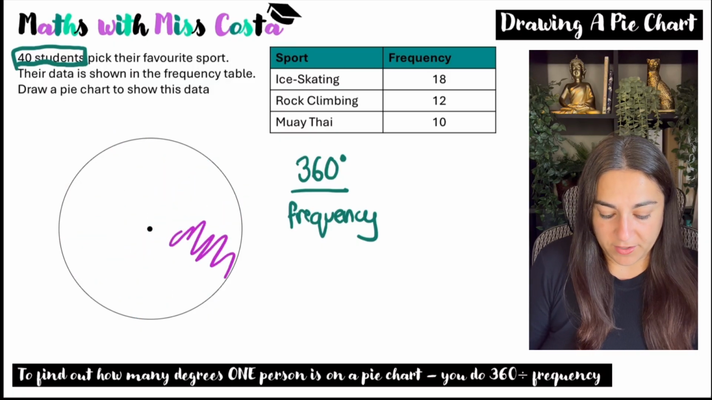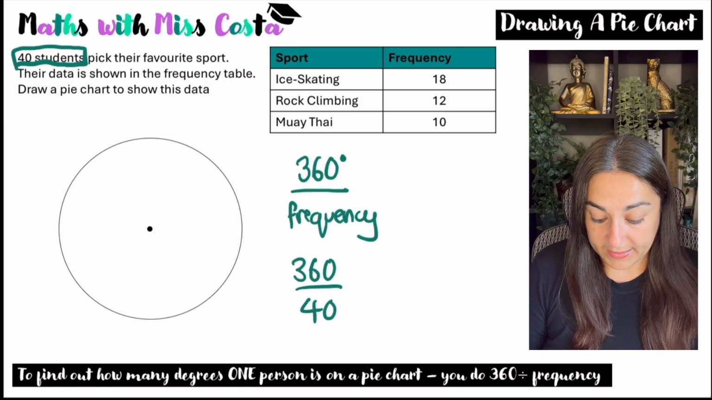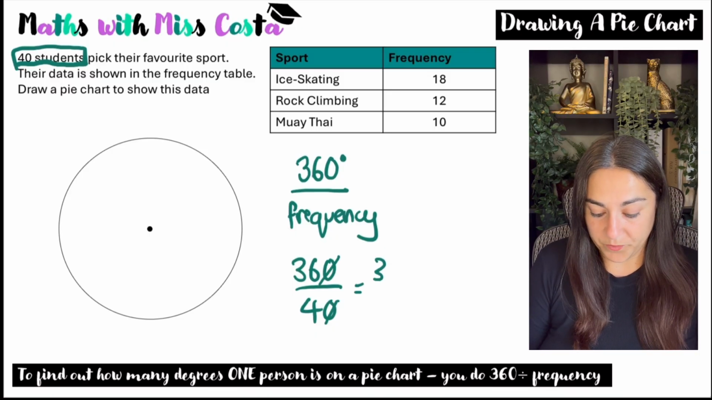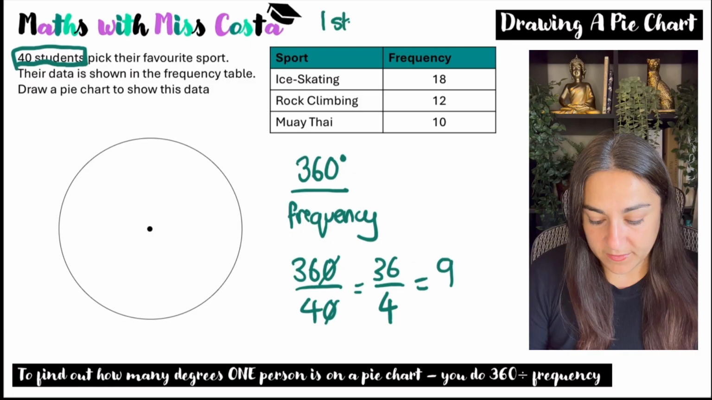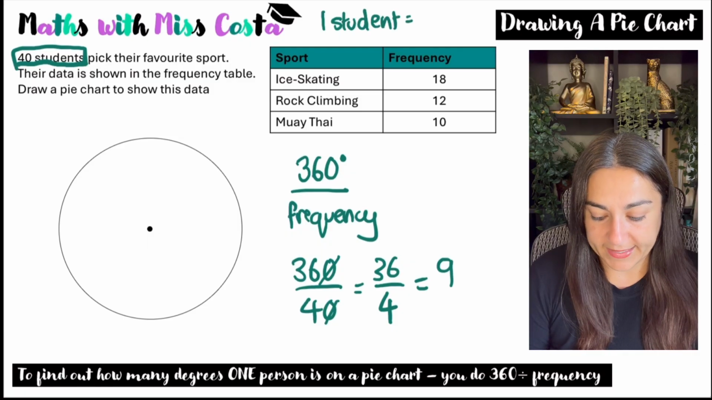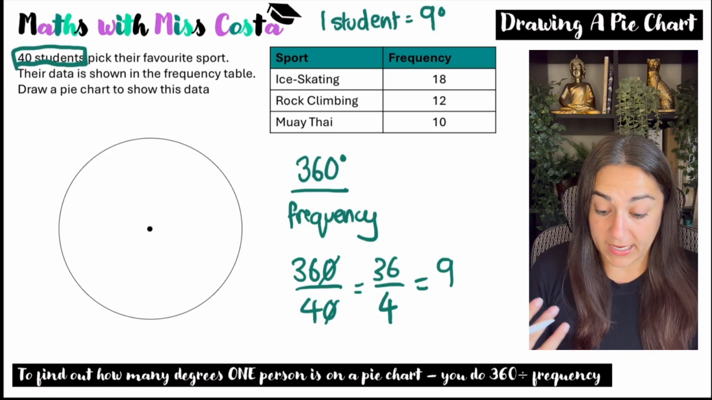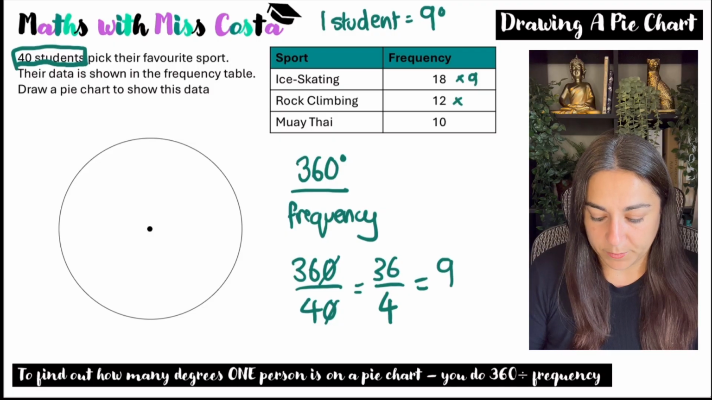Okay, so if I did 360 divided by 40, and this was non-calculator, I'd first simplify my fraction. So I divide by 10, so that's the same as 36 over 4, and 36 divided by 4 is 9. So I know that one student takes up 9 degrees on the pie chart. When I know that, I can figure out how many degrees 18 students would take, and that would be 18 times 9. This would be 12 times 9, and that would be 10 times 9.